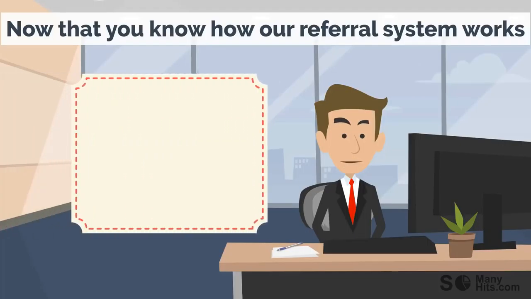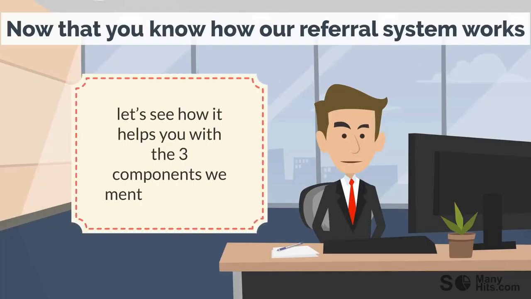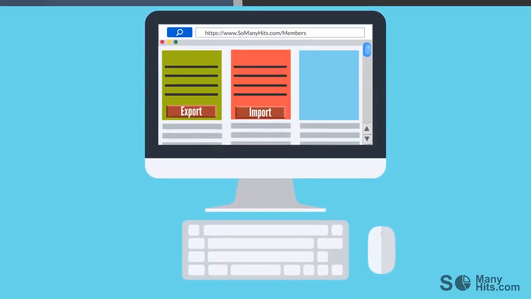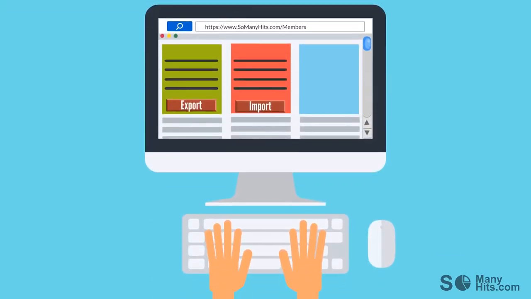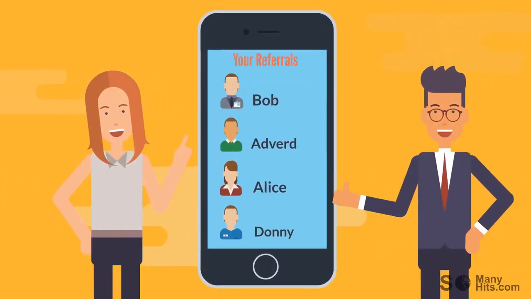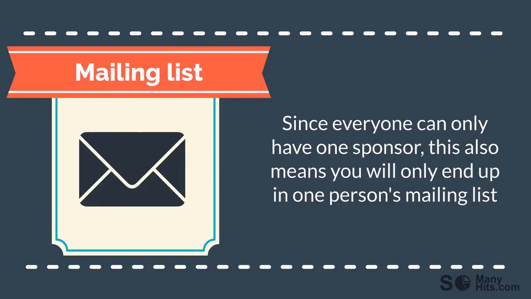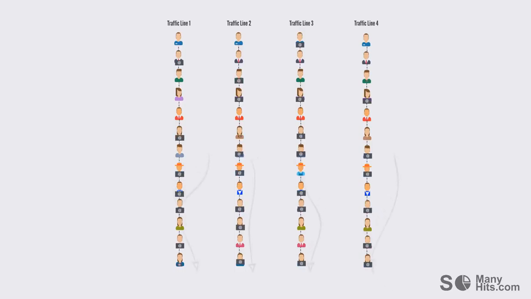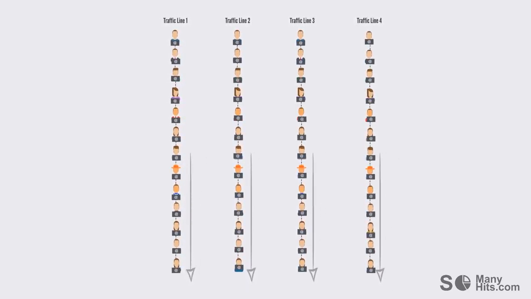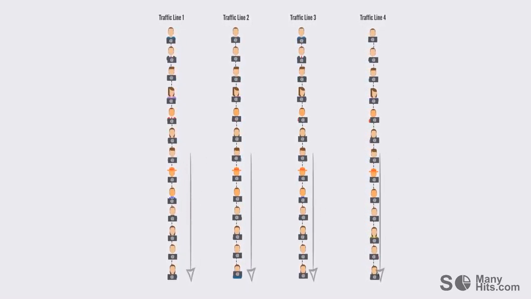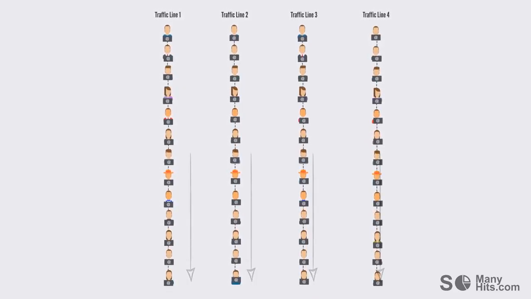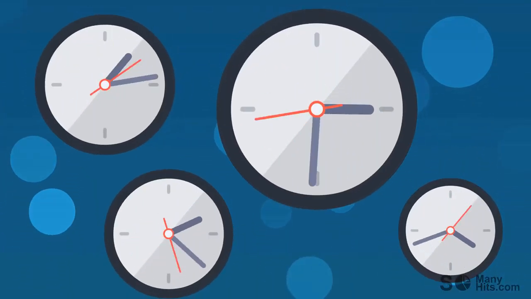Now that you know how our referral system works, let's see how it helps you with the three components we mentioned earlier. Inside your members area, you will be able to export everybody and all of your traffic lines at any time into a comma-separated list, which you can easily import into your favorite autoresponder of choice. Since everyone can only have one sponsor, this also means you will only end up in one person's mailing list. What's more, because of the way your traffic lines will continue to double through our two-up referral system, it means your mailing list will also continue to double. And as time goes by, this will happen faster and faster.